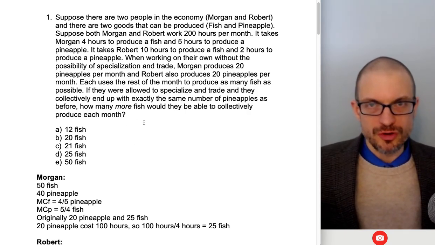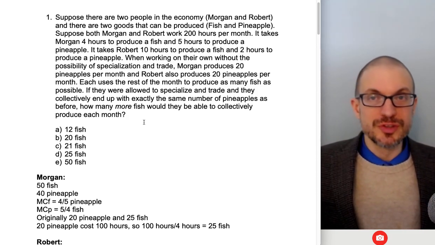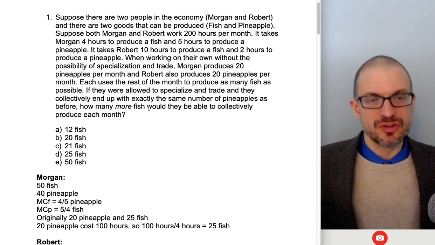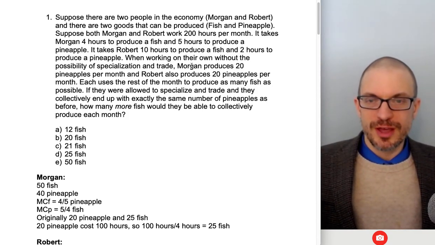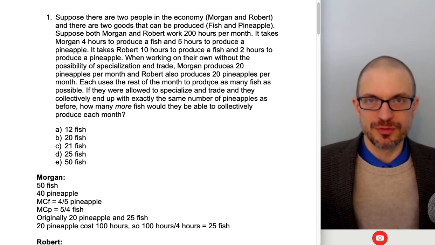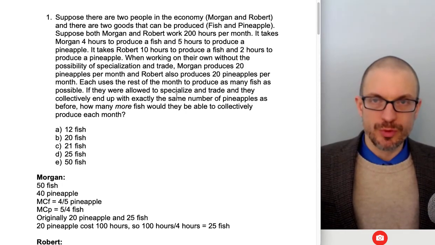Okay, so for the structure of this question, what it's basically asking you to do is you've definitely got to figure out who's got a comparative advantage in fish and in pineapple, but we've got this additional restriction. So we've got a starting point. The status quo is each are producing 20 pineapples per month for a total of 40 pineapples per month between them. That tells us that afterwards, if they specialize and trade, we still want to do this in a way where they're still getting at least 40 pineapples per month.